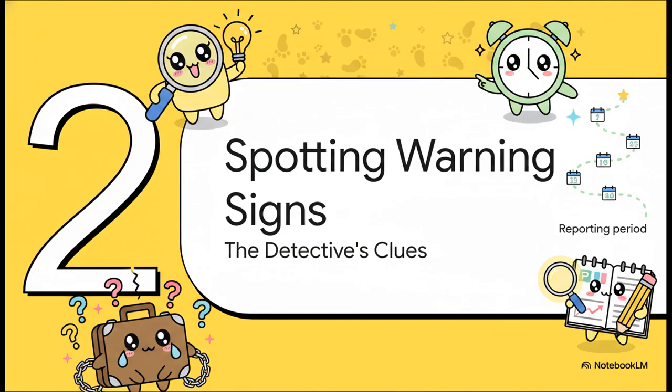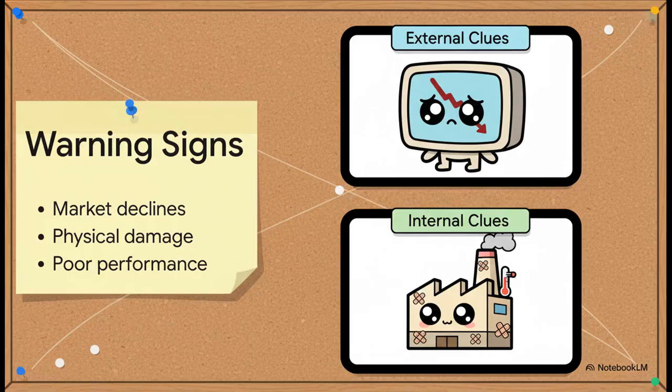Moving on to Section 2, spotting the warning signs, the detective's clues. So how do we actually know an asset is in trouble? We don't just run these tests blindly. Entities have to check their detective's dashboard for clues at the end of every single reporting period.